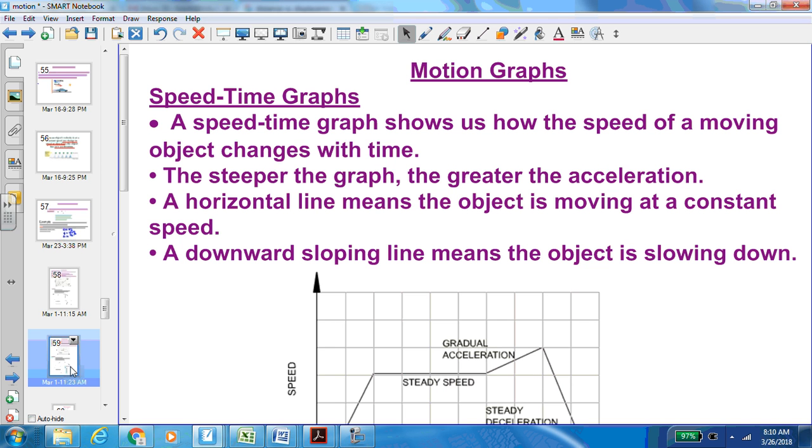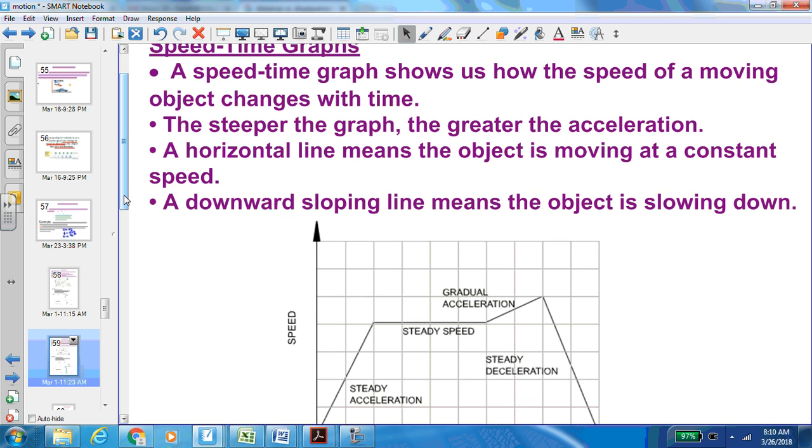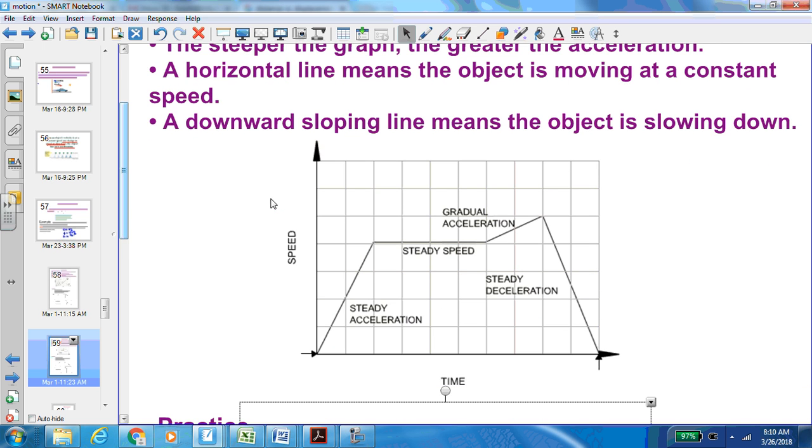First of all, on a speed time graph, the steeper the graph, the greater the acceleration. So that means that the object is speeding up or slowing down with a greater acceleration if you have a steep line. For example, we have here, this line is steep, here, this line is steep. So this would mean that you have a greater acceleration there.